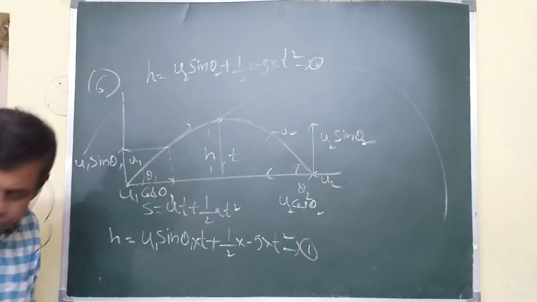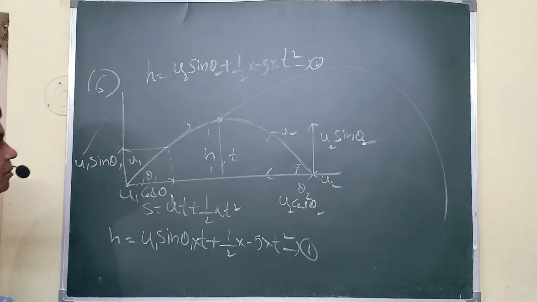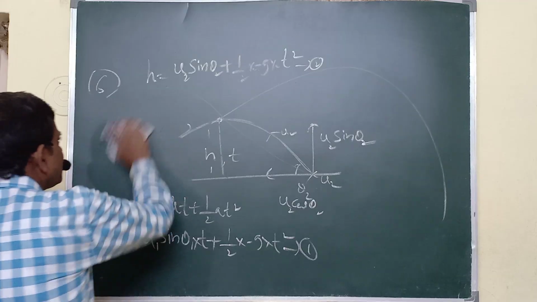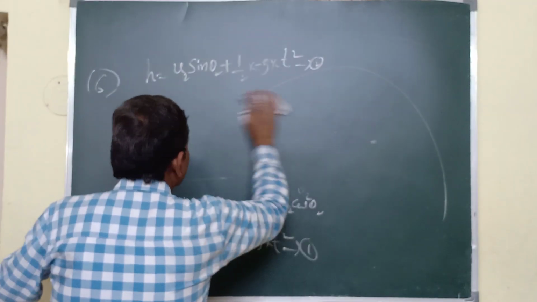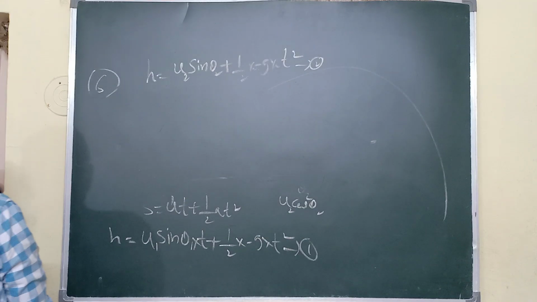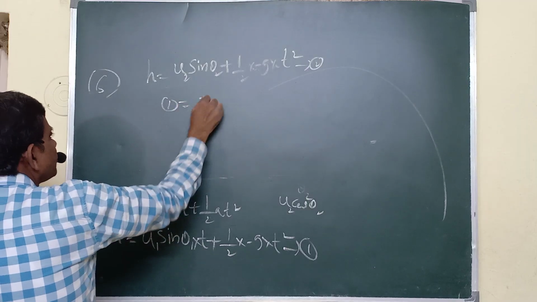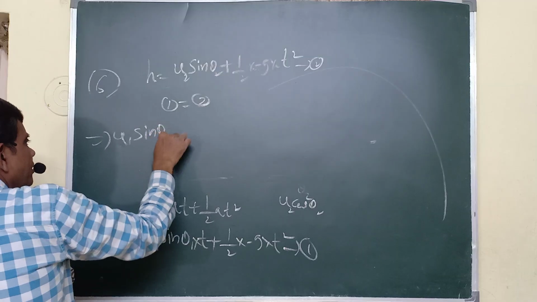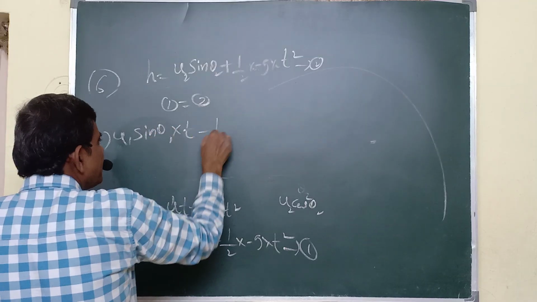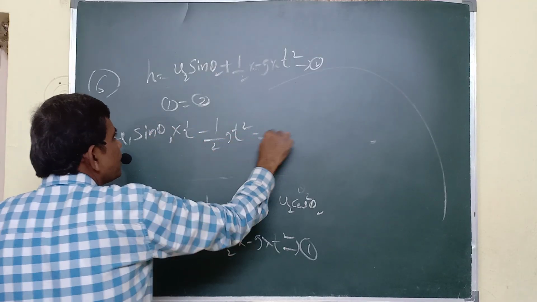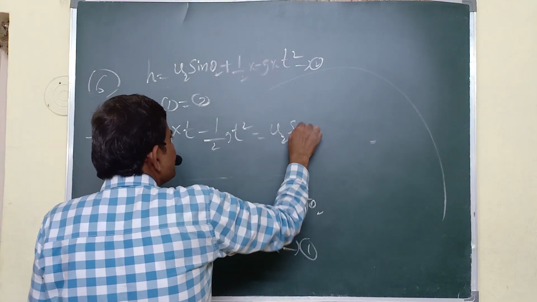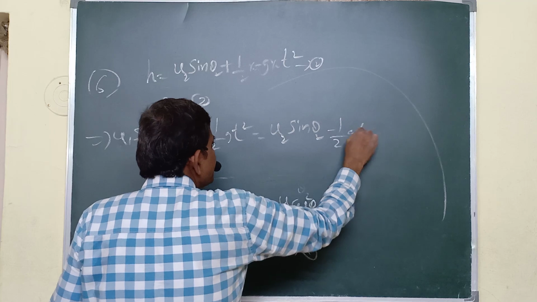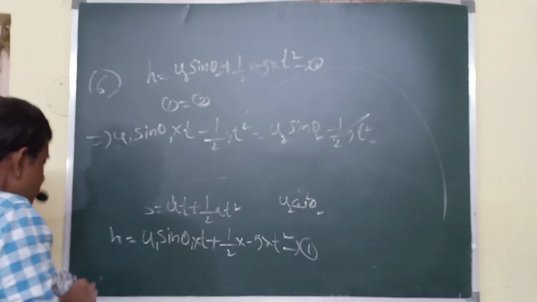So equation 1 equals equation 2. To compare these, 1 equals 2. So what is 1? u1 sin theta 1 into t minus half g t square equals u2 sin theta 2 into t minus half g t square. This cancels. So what happens here?